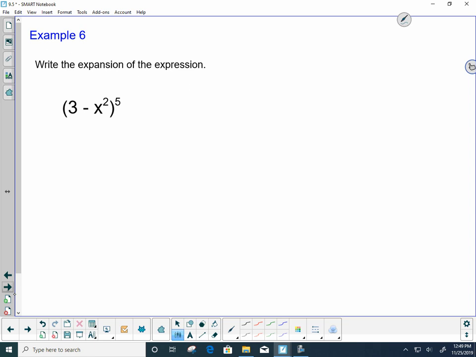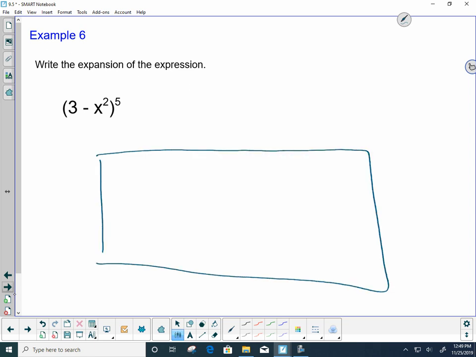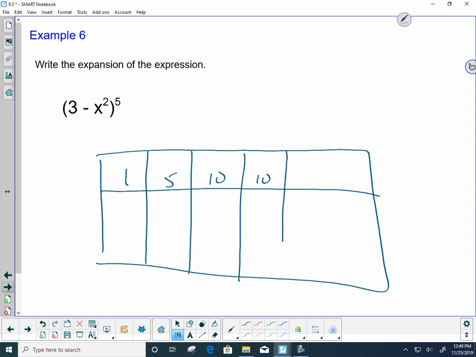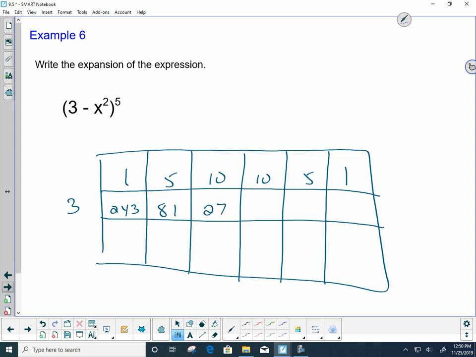This is to the fifth, so when I go to my Pascal's triangle and copy down my coefficients, this time I'm going to copy down 1, 5, 10, 10, 5, and 1. That's from Pascal's triangle. Then I'm going to do 3 to my different powers. So I'm going to start with 3 to the fifth, which is 243, then 81, then 27, 9, 3, and 1. I didn't do that fast, sorry.